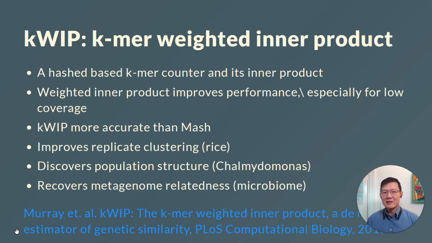We did this work: we computed this k-mer based counter, and we computed the inner product. It turns out that we can look at the entropy of the particular entry, and this improves the performance a little bit. We call it the k-mer weighted inner product, and this runs really quite nicely. We applied it to some quite nice applications in rice, Chlamydomonas, which is actually pond scum, and looking at relatedness of metabiomes.